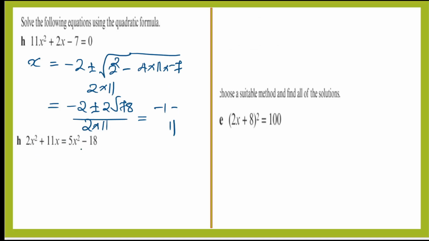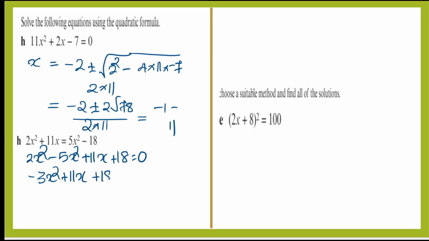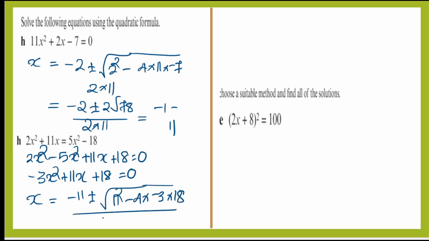2x square plus 11x equal to 5x square minus 18. That's 2x square minus 5x square plus 11x plus 18 equal to 0. Now minus 3x square plus 11x plus 18 equal to 0. Now x equal to, using the quadratic formula, minus 11 plus or minus root of 11 square minus 4 times minus 3 times 18, by 2 times minus 3.